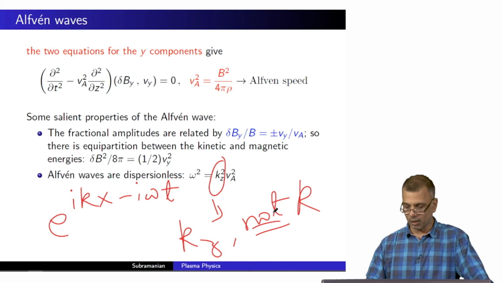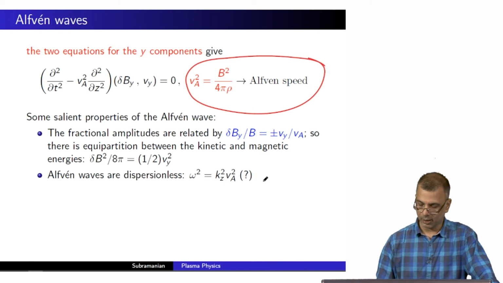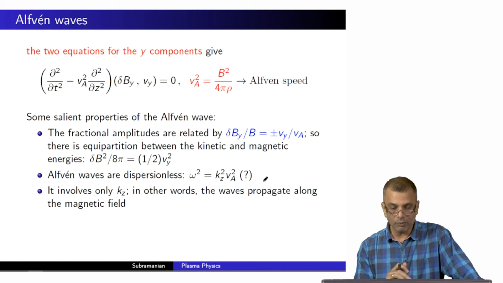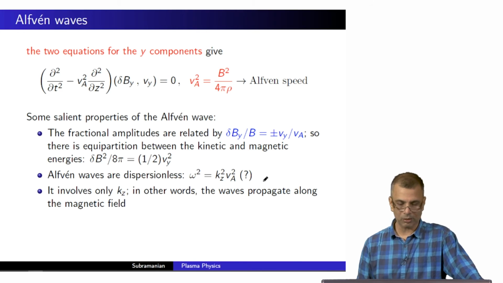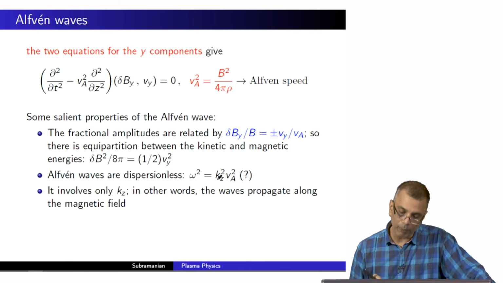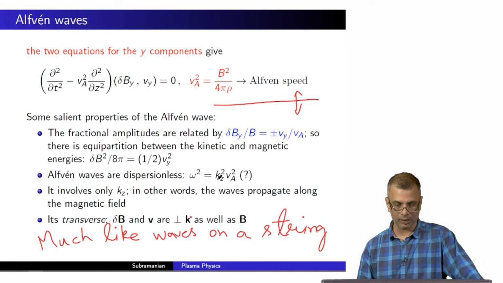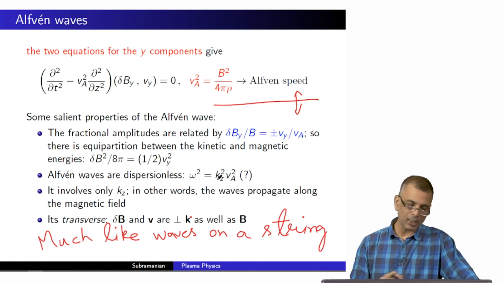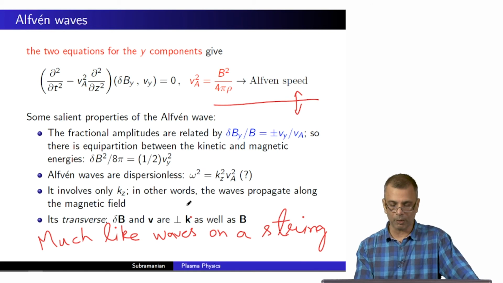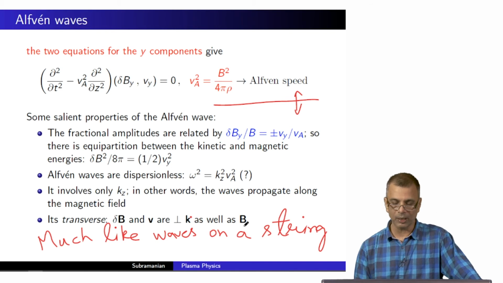So k_z, not k. It involves only k sub z. So that's clearly the case. In other words, the waves propagate along the magnetic field, like we have said, and they are transverse: the delta B and v are perpendicular to k as well as to B, as we have already remarked. They are much like waves on a string.